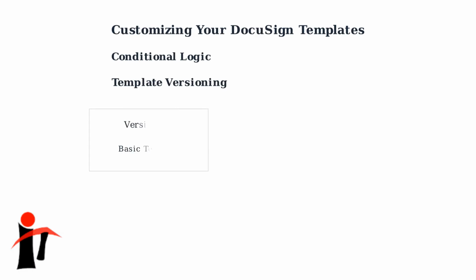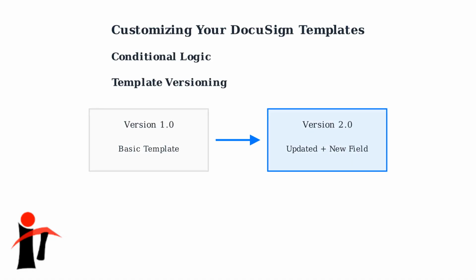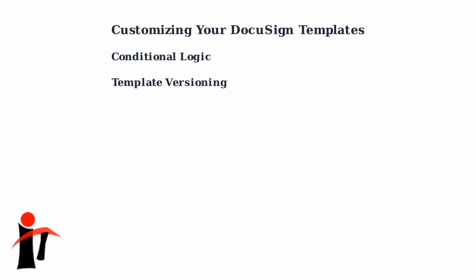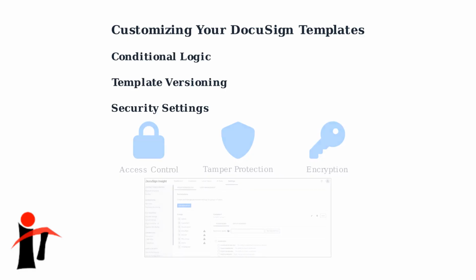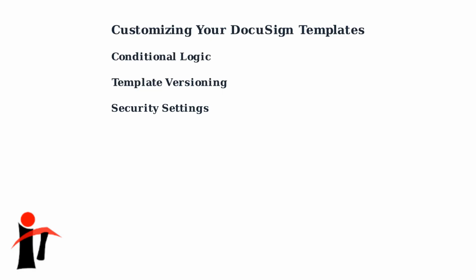Use versioning to easily update your templates without starting from scratch. When you modify a template, DocuSign creates a new version, allowing you to track changes and maintain document consistency while preserving previous versions for reference. Finally, enhance security by configuring settings that protect user information and ensure document integrity. This includes setting access permissions, enabling encryption, and adding tamper-evident features to maintain trust and compliance with regulations.